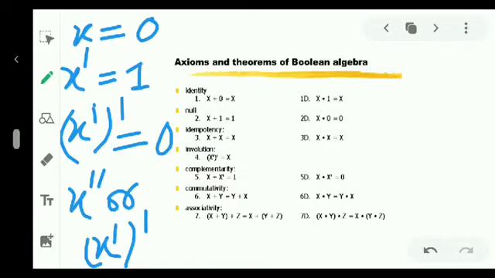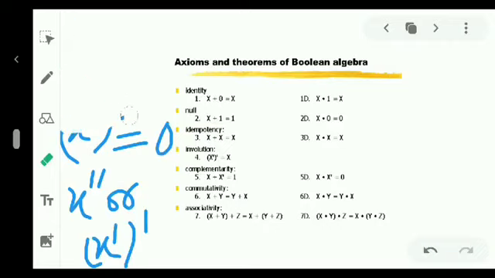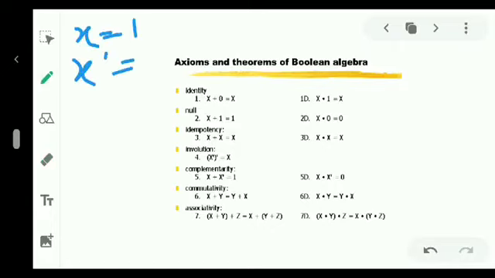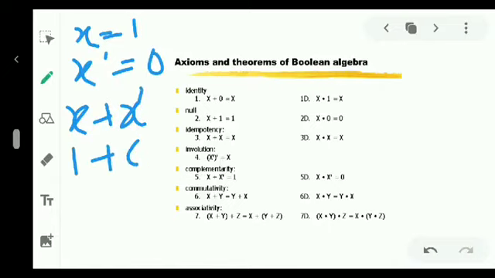Now we will go for the complementarity rule. Okay, complementarity rule says x plus x bar is equal to 1. So how we can prove that one? Let me take first x value equals to 1. So x bar value will be 0. So x plus x bar, 1 plus 0. What is the result? 1.